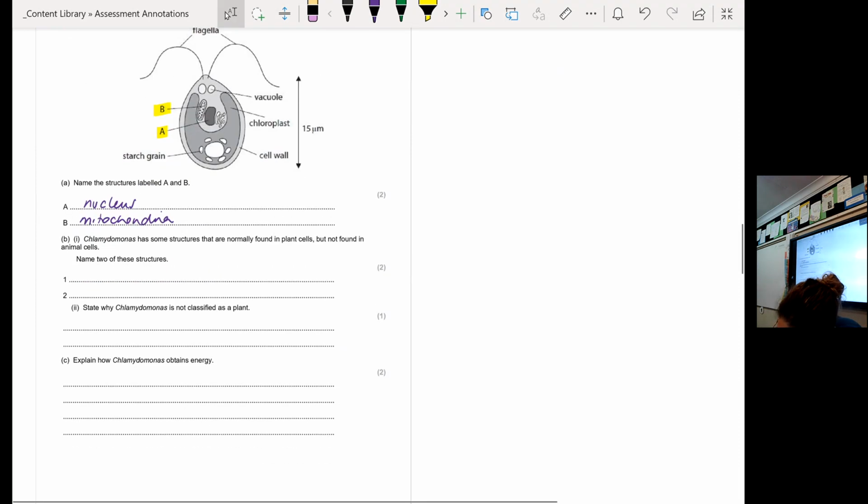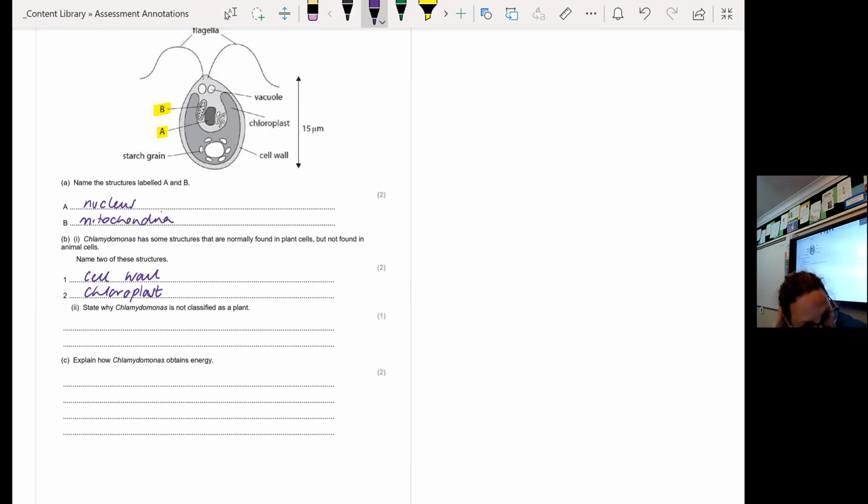The next question says, Chlamydomonas has some structures that are normally found in plant cells but not found in animal cells. Name 2 of those structures. So here we're looking at organelles that are only in plant cells, and they're already labelled for me, so I can already say cell wall and chloroplast. You could also put starch grain, because starch grains are only found in plants. We do not store our glucose as starch, we store it as glycogen as animals.